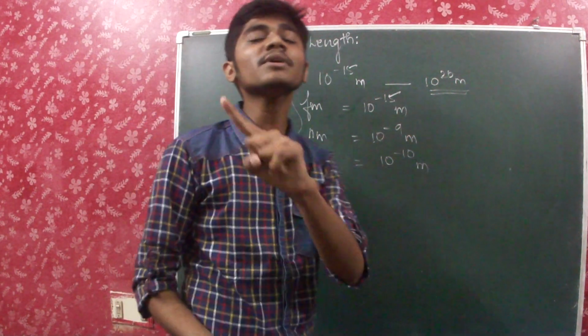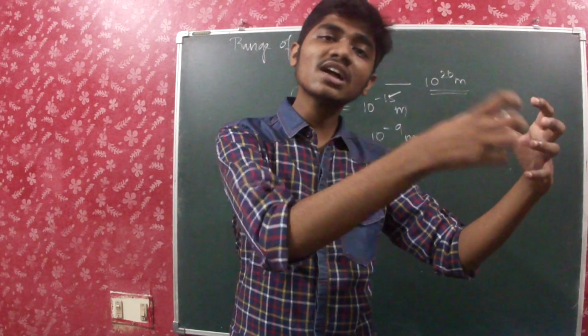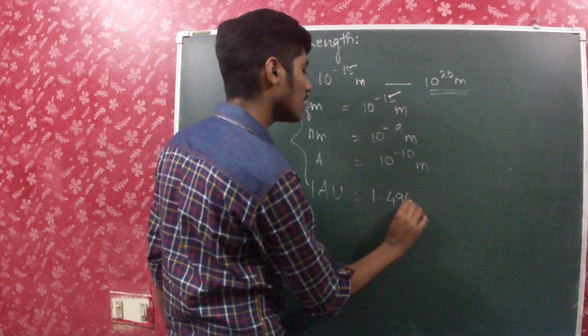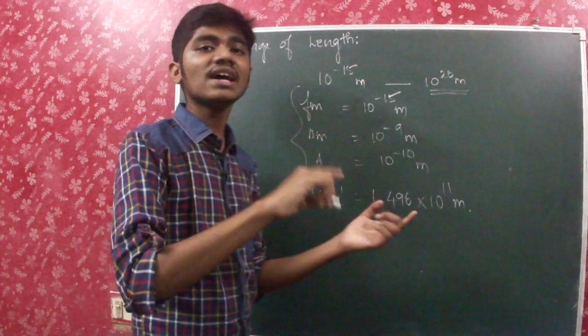1 astronomical unit is nothing but the distance of sun from earth. Okay, so the distance of sun from earth is known as 1 astronomical unit, and the value is nearly 1.496 into 10 to the power 11 meter. So this is the distance between sun and earth.